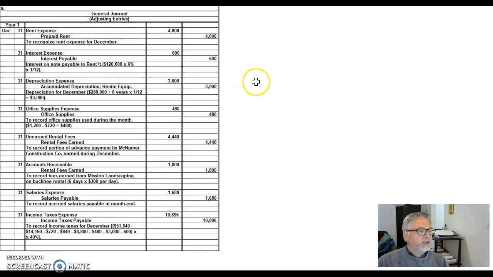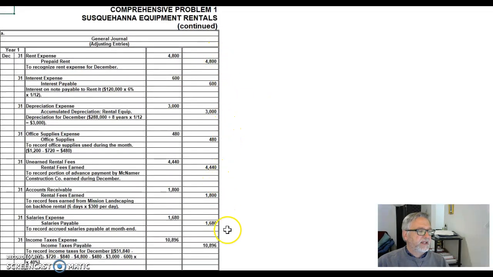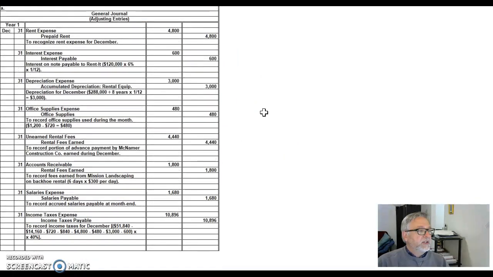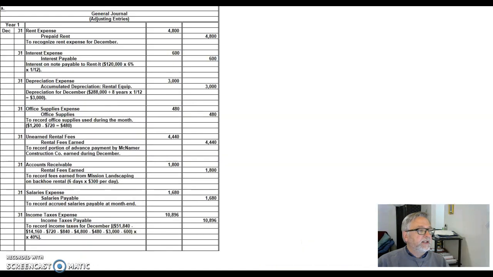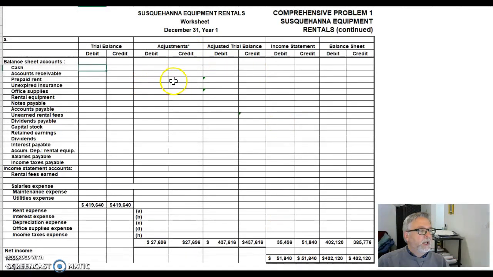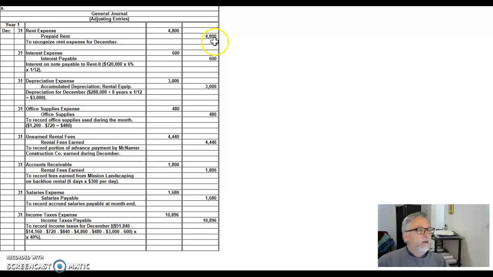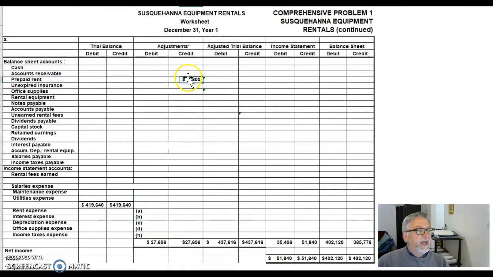You only have a handful: 1, 2, 3, 4, 5, 6, 7, 8. You only have about 8 entries here. So for example, when you would go over here, this adjusting entry is rent expense and prepaid rent. So when you go over here under prepaid rent, you're going to put that credit there. That credit is that credit right there. Okay, so that was your adjusting entry, and that goes right there.